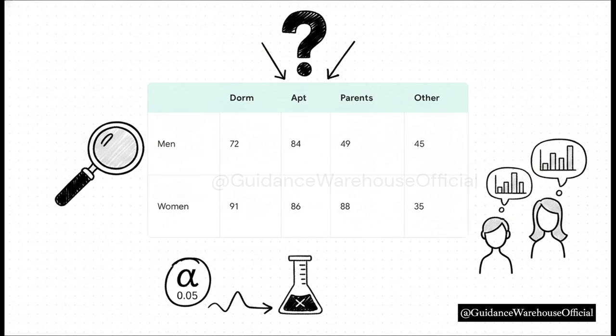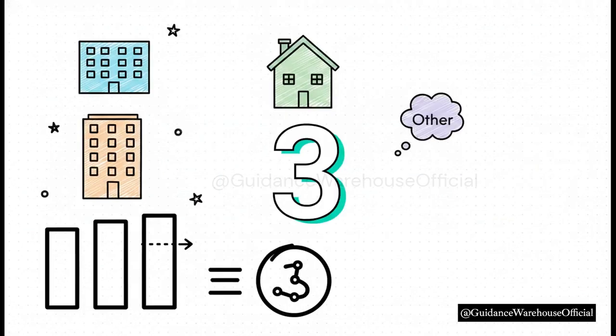So let's run the numbers using a standard significance level, or alpha, of 0.05. First step, let's find our degrees of freedom. We have 4 columns here representing our living arrangements. Dormitory, apartment, with parents, and other. So 4 minus 1 equals 3. Our DF is 3. Easy enough?